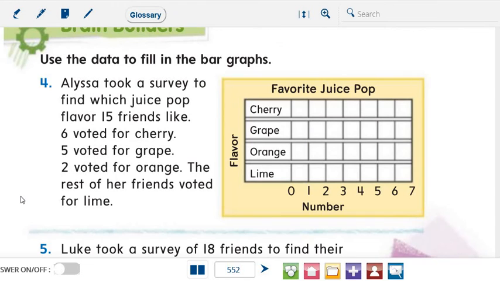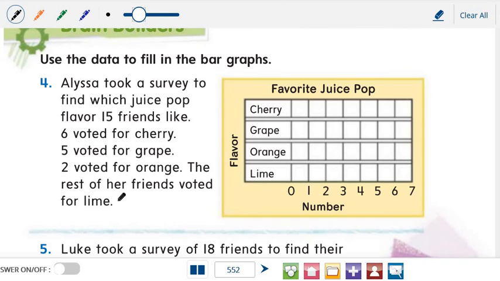Now let's solve question number 4. Use the data to fill in the bar graphs. Alisa took a survey to find which juice bar flavor 15 friends like. So interesting. 6 voted for cherry. 5 voted for grape. 2 voted for orange. The rest of her friends voted for lime. Let's fill them one by one.